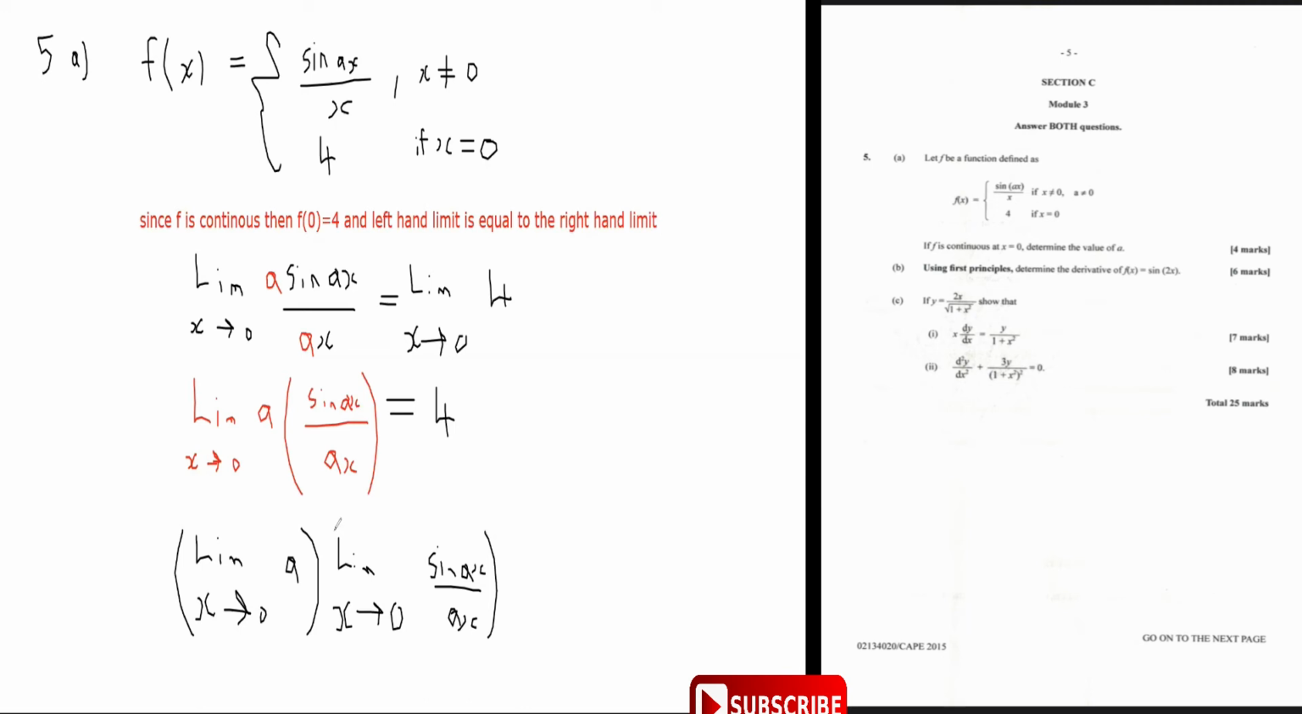The limit as x approaches 0 of sine ax over ax is equal to 4. Now the limit of sine ax over ax, this part is 1. And the limit as x approaches 0 of a is a. So what we're getting is a times 1 is equal to 4. And since a times 1 is equal to 4, this implies that a equals 4. All right, nice and easy. So a equals 4. Soft. No issues.